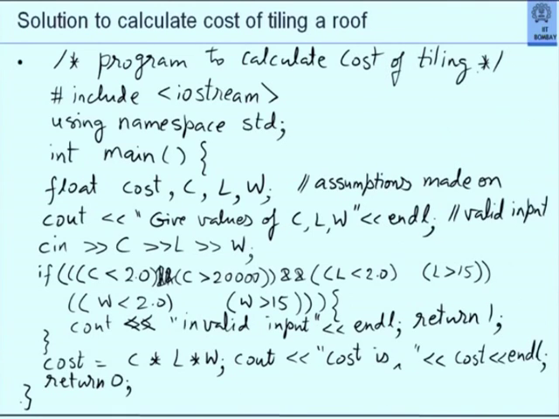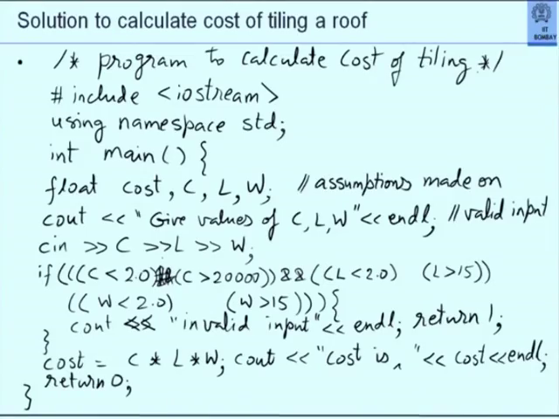Now I come back and examine what I should write in my condition. So can someone help? If C is less than this, I must get out. Or, so this should be or. This should also be or. This should also be or. This should also be or. This should also be or. If any one of the conditions is true, I must get out.